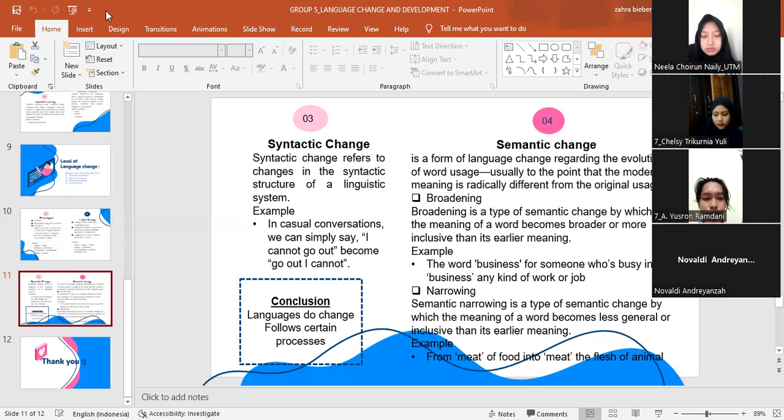So there's a conclusion from this presentation. The conclusion is that language does change, but it also needs to follow a certain process. So next.